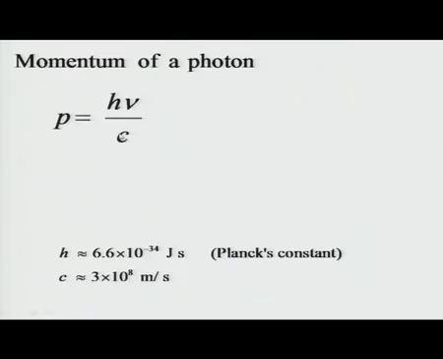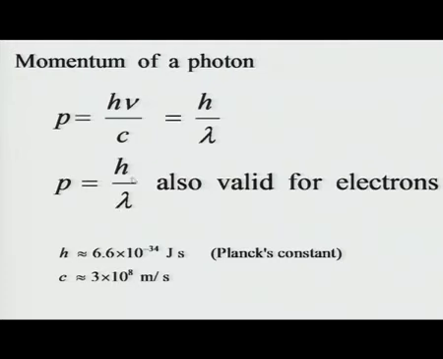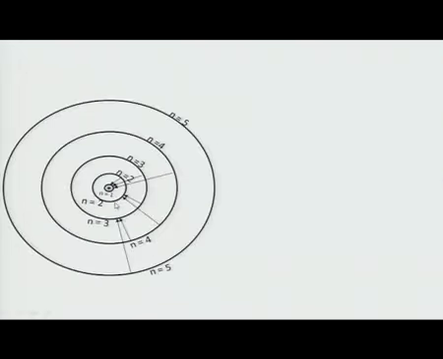So, he said that the momentum of the photon is given by this. This was put forward by Einstein. So, p is equal to h by lambda. This relation, de Broglie said, has to be valid for electrons also. He predicted that p is equal to h by lambda is also valid for electrons, and that he justified by saying these are the Bohr orbits.